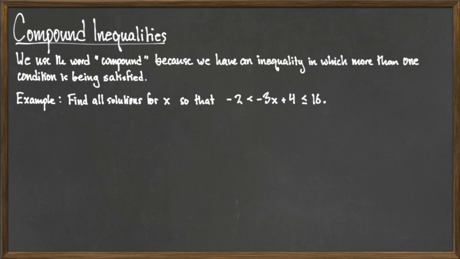Another way to view it is this. I have that negative 2 is less than negative 3x plus 4, and that negative 3x plus 4 is less than 16. So again, it's like I have two things happening at the same time, which is why I call it a compound inequality.